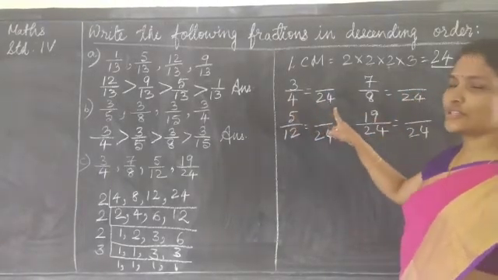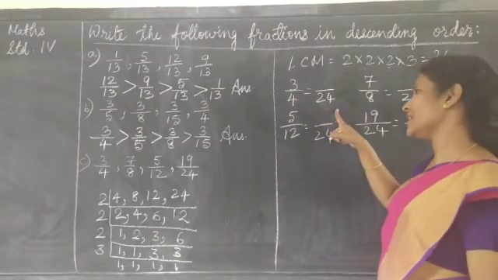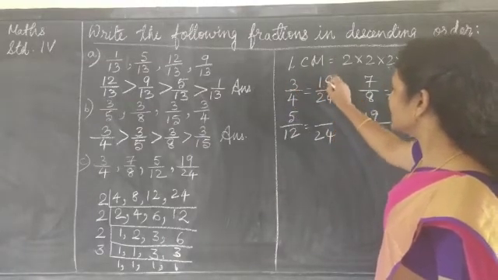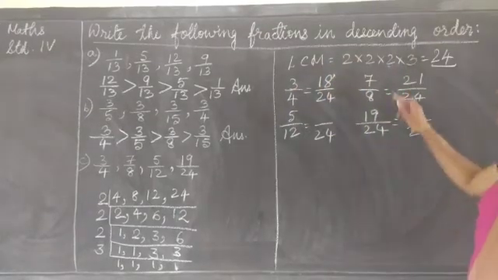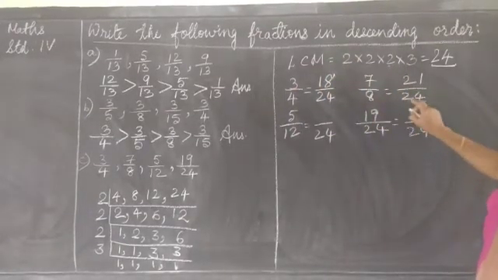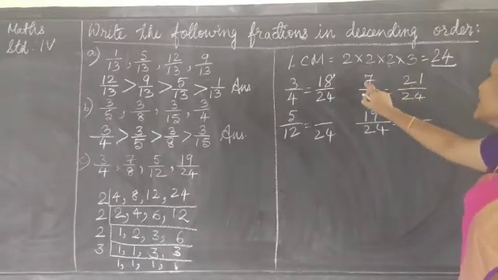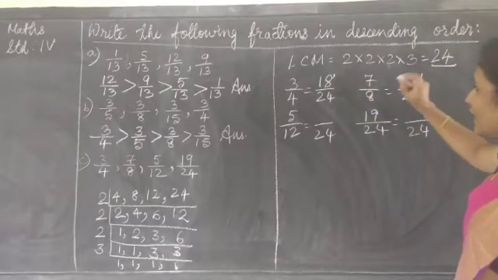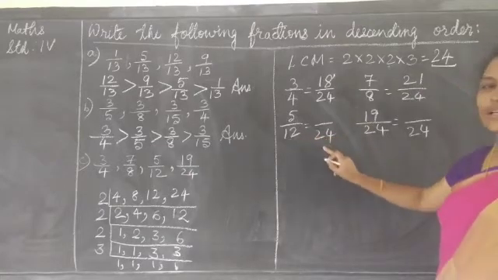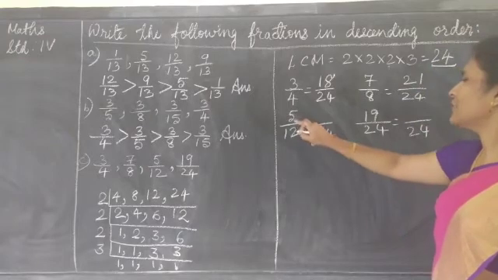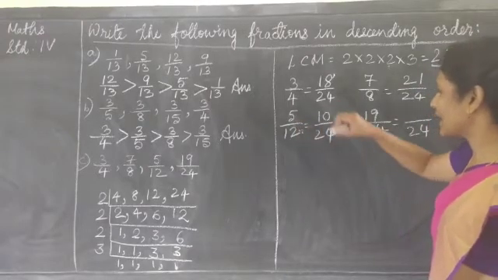How many 4s are 24? 4 6s are 24. Then 3 into 6, 18. 7 by 8. How many 8s are 24? 8 3s are 24. Then 7 3s are 21. Now, how many 12s are 24? 12 2s are 24. Then 5 2s are 10.